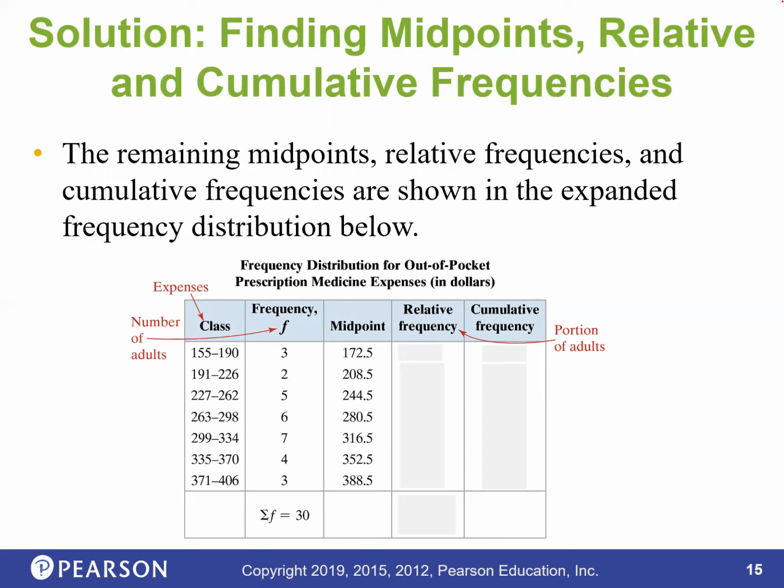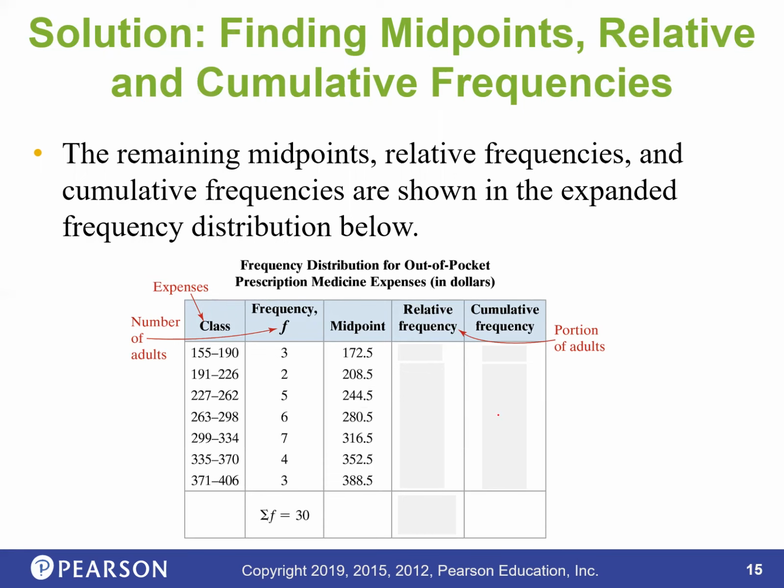208.5, 244.5, 280.5, 316.5, 352.5, and 388.5. There's no need to add up the midpoints. It doesn't make sense. There's no data that comes off of it at all. There's no check that we do.